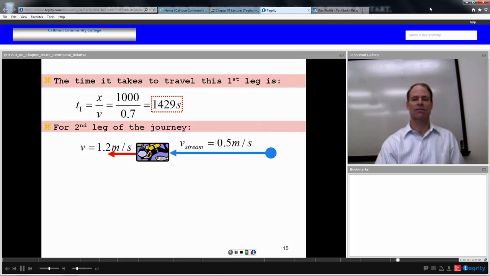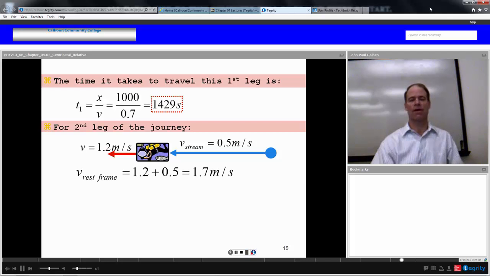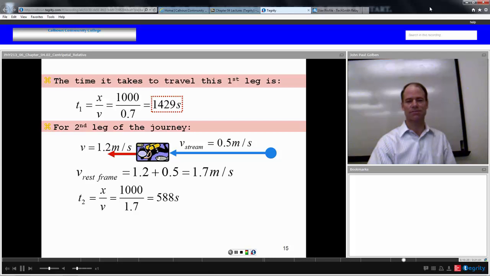For the second leg of the journey, our velocities are actually adding together, helping us go downstream. So we have a combined velocity of 1.2 meters per second plus 0.5 meters per second. Our velocity in the rest frame is actually 1.7 meters per second. And we're going to cover this 1 kilometer with that speed, 1.7 meters per second. It'll only take us 588 seconds to do the journey going downstream.